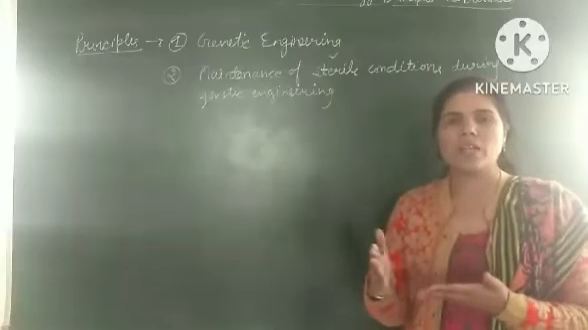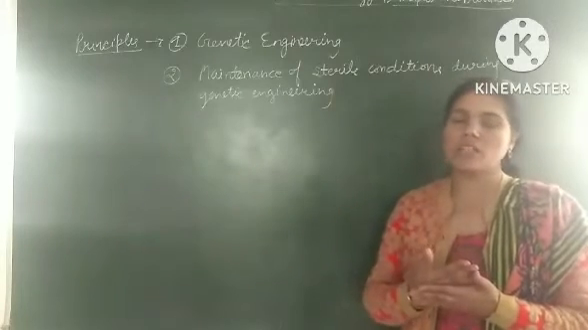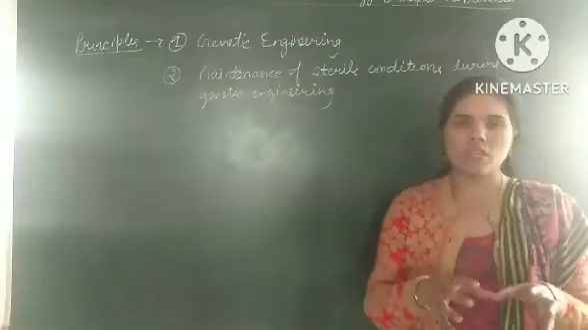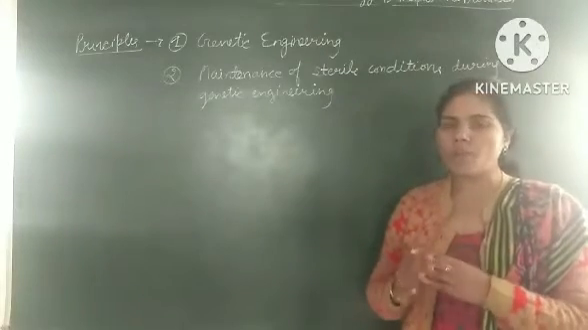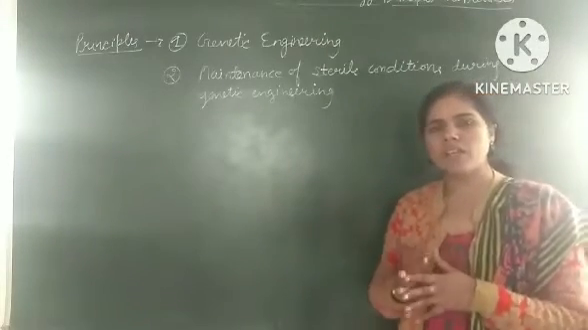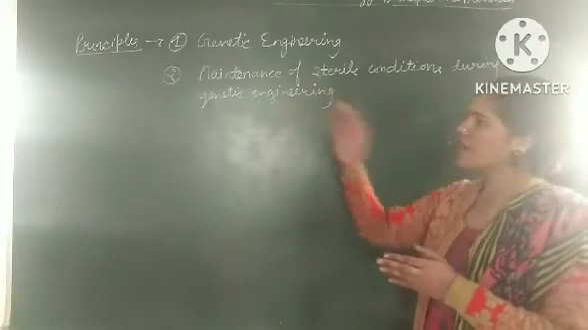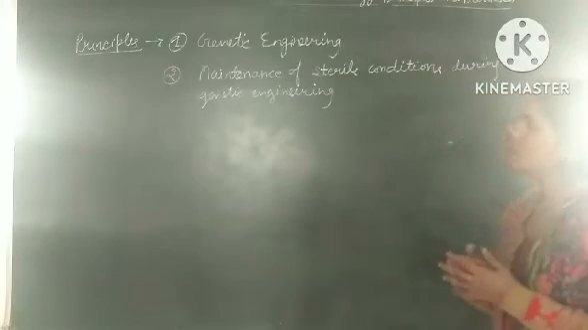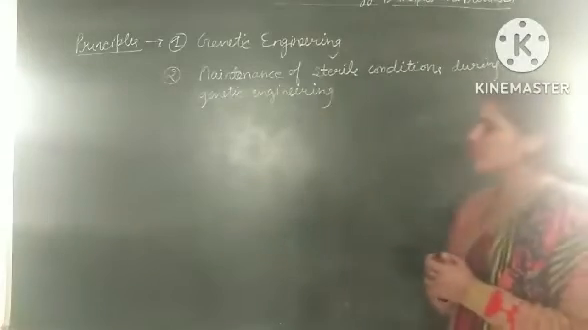We cut the DNA at different parts and join another desired DNA fragment into the other DNA. So this whole process, cutting and altering the DNA, is known as genetic engineering. Second is the maintenance of sterile conditions during genetic engineering.